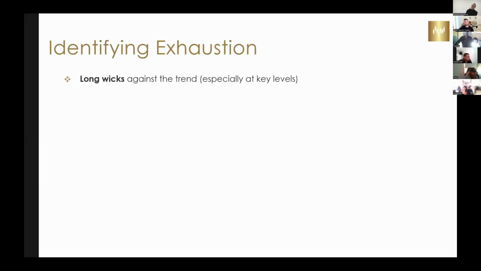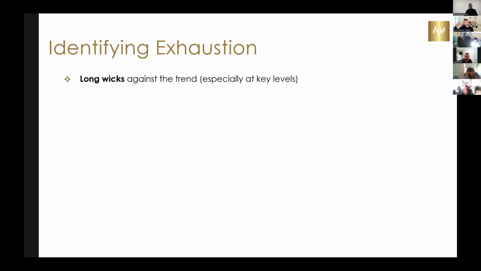Let's have a look. Number one, long wicks against the trend. This is a way for you to identify: is price going to slow down when it gets to that level? Or are these things happening at this level? If they are, then okay, we're experiencing some exhaustion here. Things are starting to slow down.